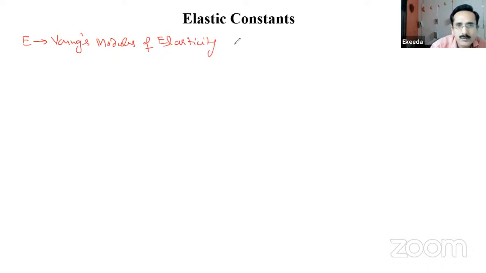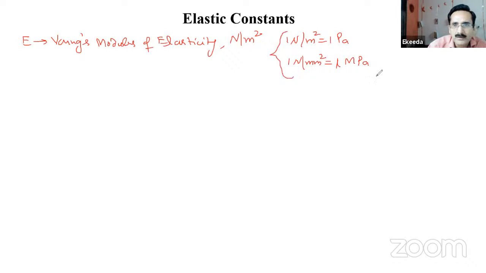How to find out E and what is the unit? That is Newton per meter square, right? 1 Newton per meter square is 1 Pascal. And 1 Newton per millimeter square is 1 megapascal. When you convert it into Pascal, it will be 1 megapascal. You have to remember this. So E is the Young's modulus of elasticity.